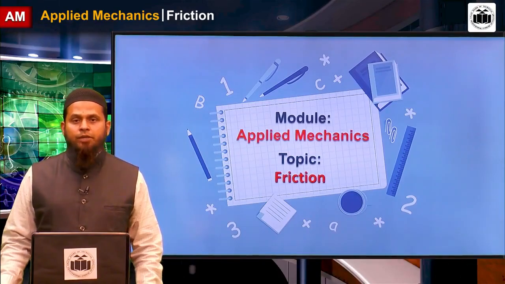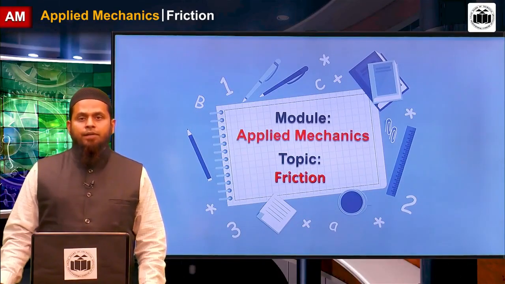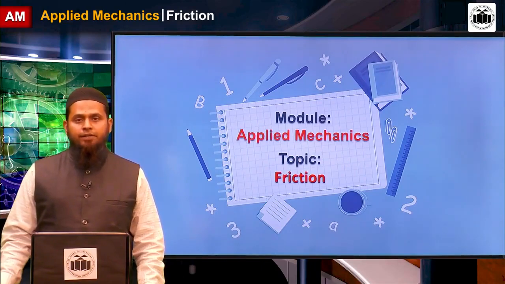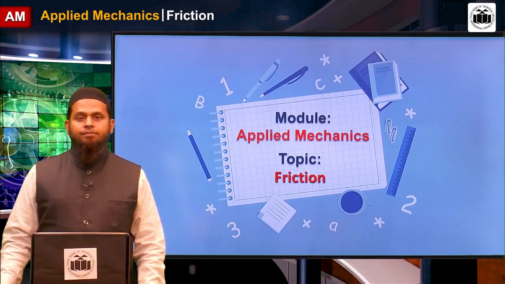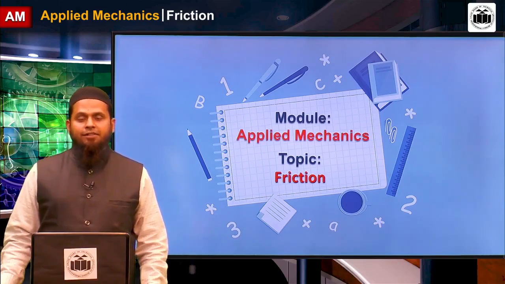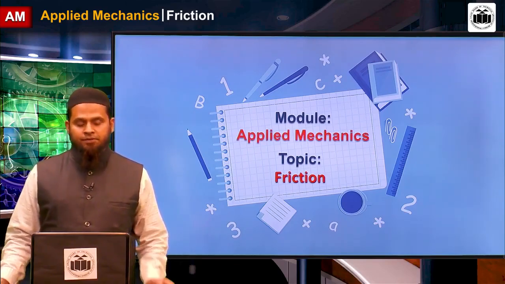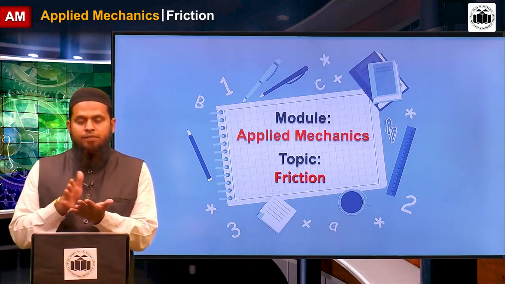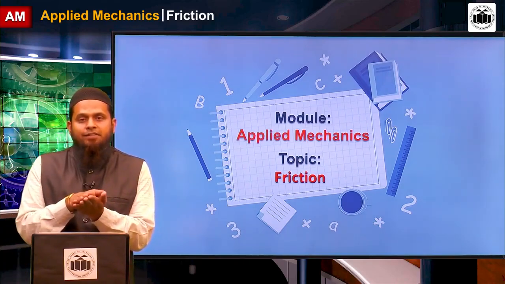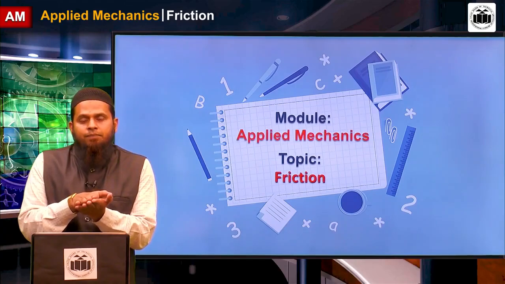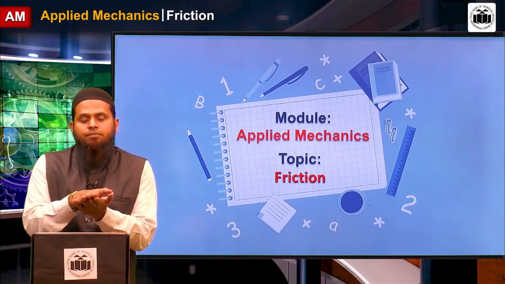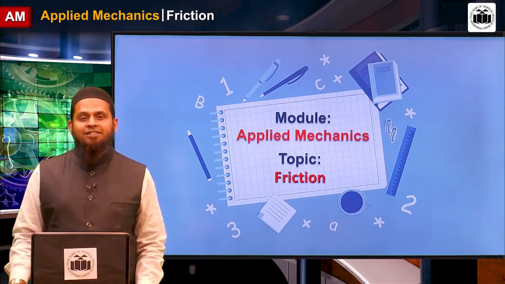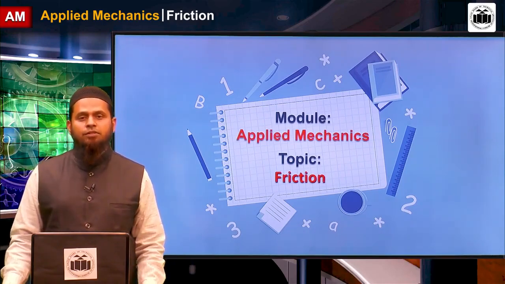Dear friends, today we are going to learn a very interesting topic in the applied mechanics module, friction. What do you mean by friction? For better understanding, do an exercise. Take your palms like this and just press them and then slide each on the other. What you experience is a resistance to the motion or sliding. This is nothing but friction.